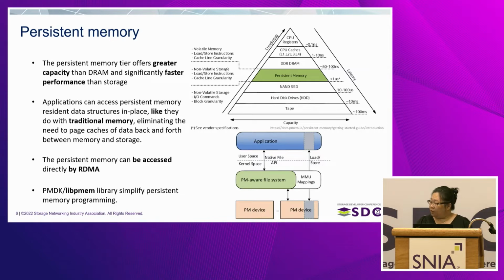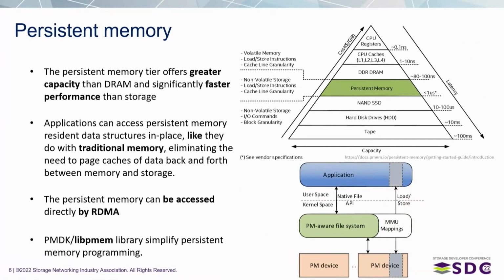The bottom chart shows two ways to access the PMEM device. One is just like local DRAM memory: you can use the same semantics, load, store, and MMU mapping. The other is to use the native file system API interface, but this means the file system needs to be aware that the PMEM exists.